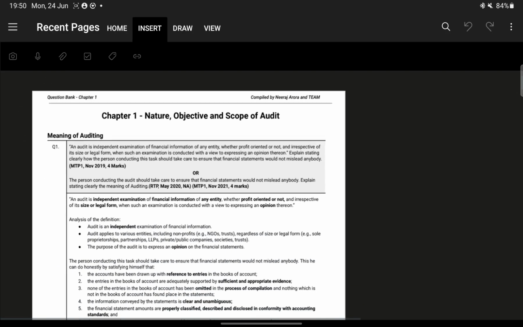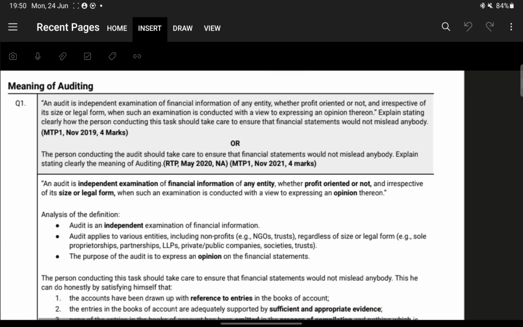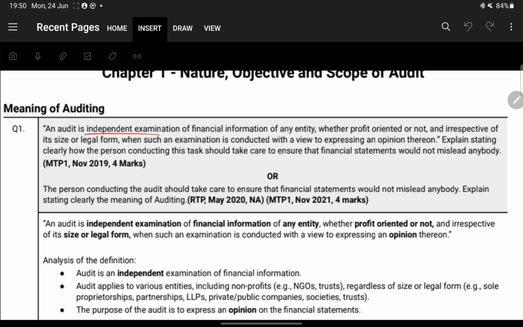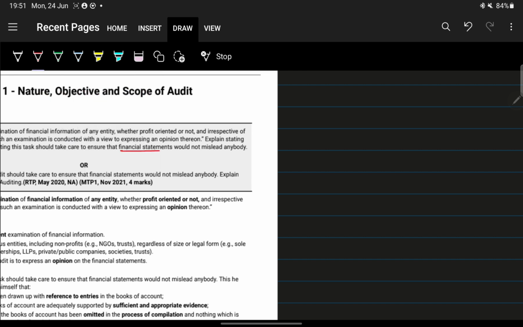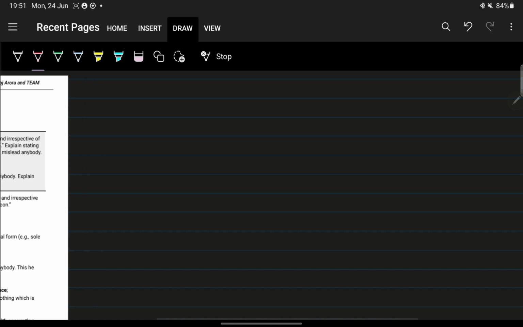Okay, so here firstly, in this chapter 1: an audit is an independent examination of financial information of any entity, whether profit oriented or not, and irrespective of size or legal form, and when such an examination is conducted with a view to expressing an opinion thereon. Explain, stating clearly how a person conducting this task should take care to ensure that financial statements would not mislead anybody. So what they've asked is how does the auditor ensure that the financial statements won't mislead anybody, right? So we'll just start with it.